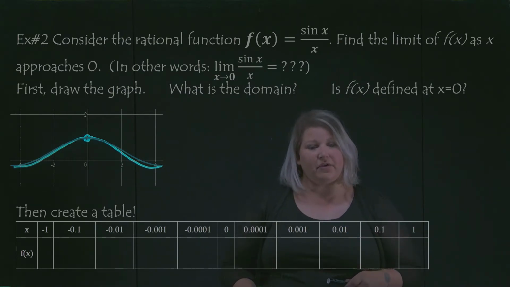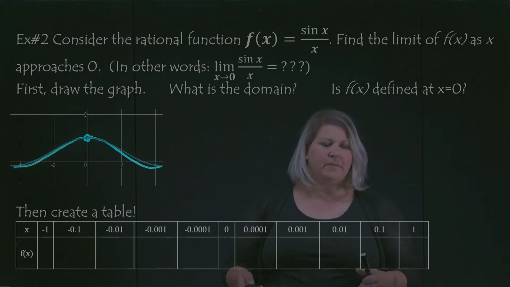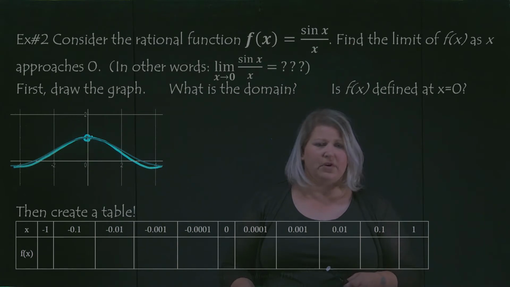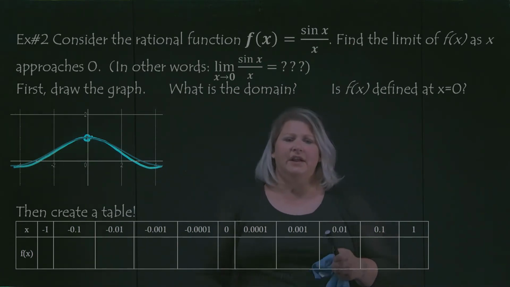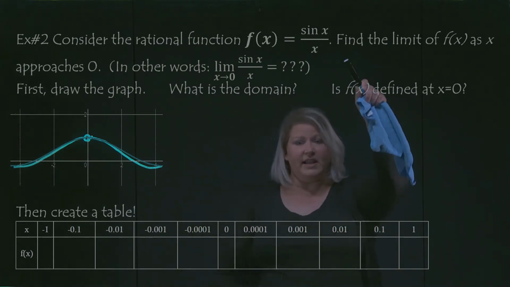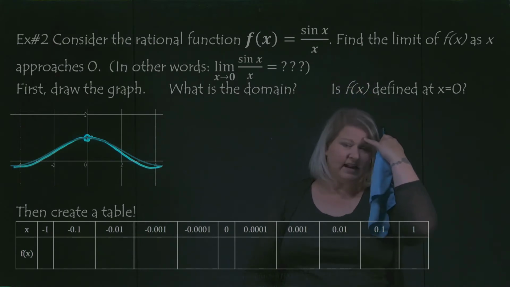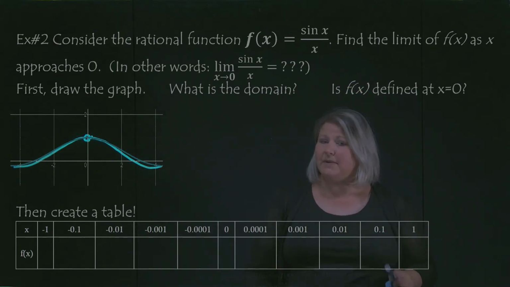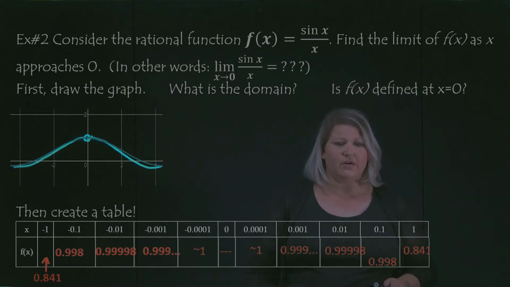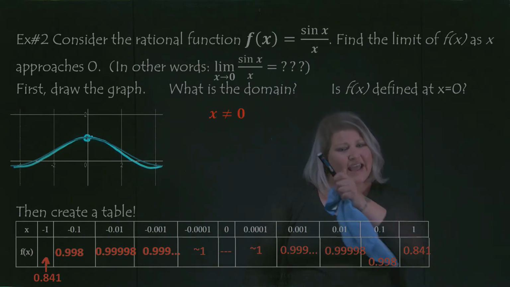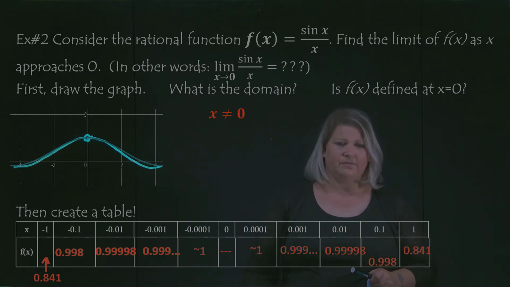Once I've looked at the graph of it, I can also look at the equation and say, okay, what's the domain? Well, again, this is a rational function, and I can see that x is in the denominator. So since my denominator can't be equal to 0, that means that x can't equal 0.